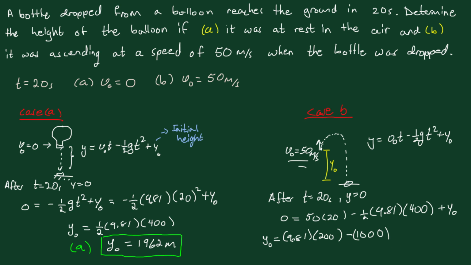Remember we calculated 9.81 times 200 over here, so that gave us 1,962. So this is going to be equal to 1,962 minus 1,000. So we find that in the second case, y0 is going to be equal to just 962 meters.